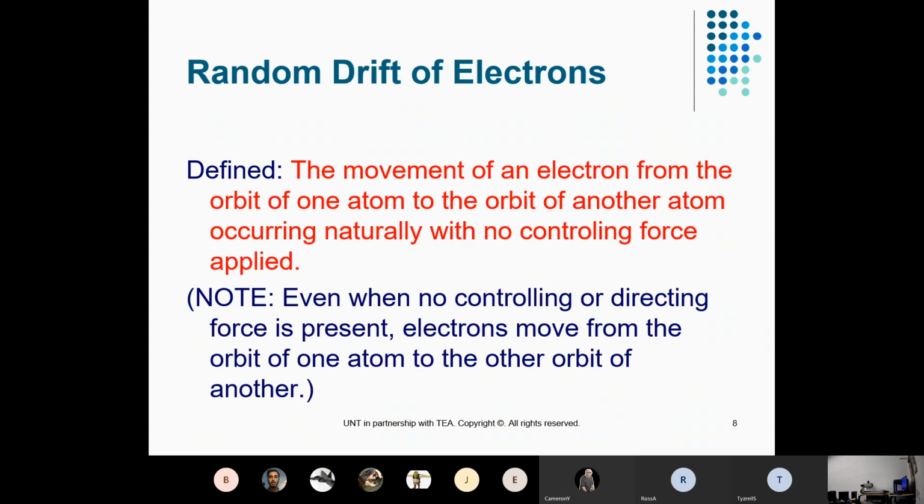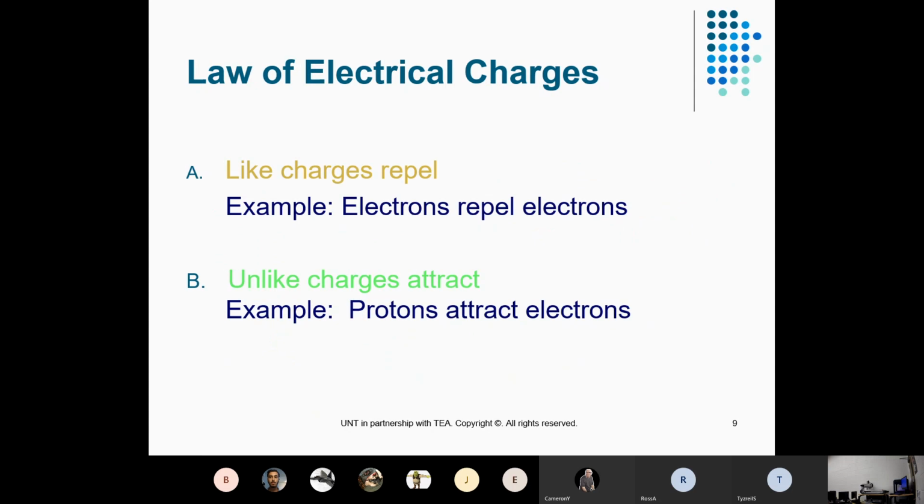All right. So, random drift is when an electron in the outer orbit jumps from one atom to the outer orbit of another atom. That's basically what it's doing naturally. This isn't something where you're trying to push or heat up an electron and make it jump like that. That's not what we're doing. This is no controlling force applied. It's all natural.